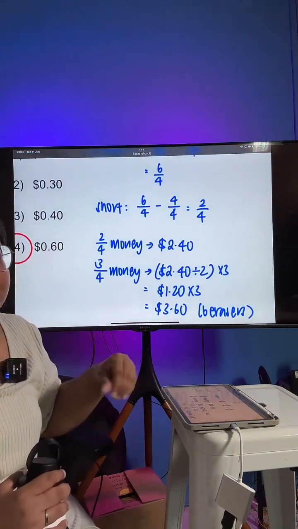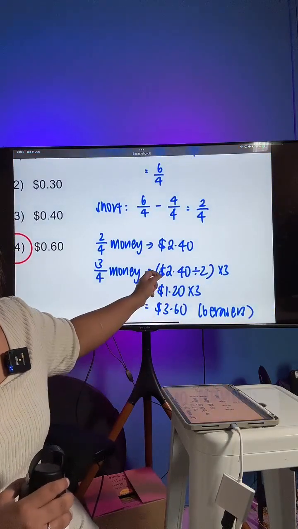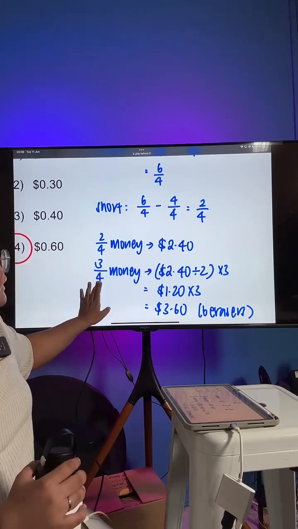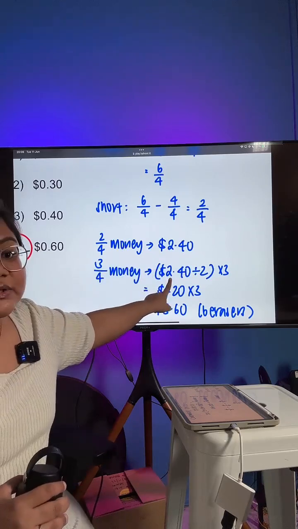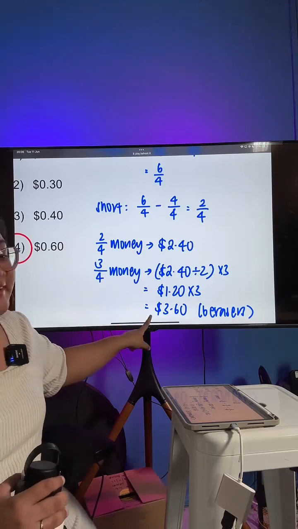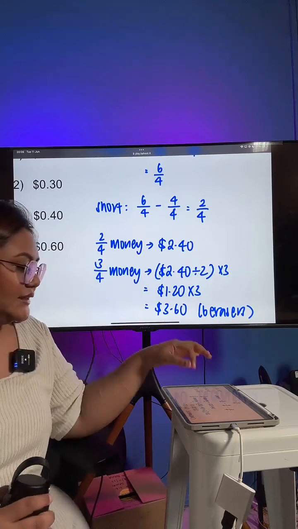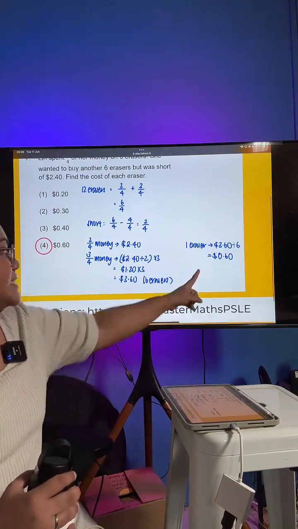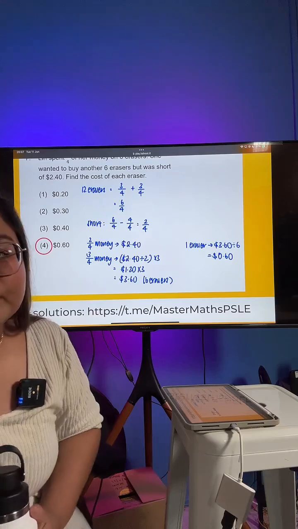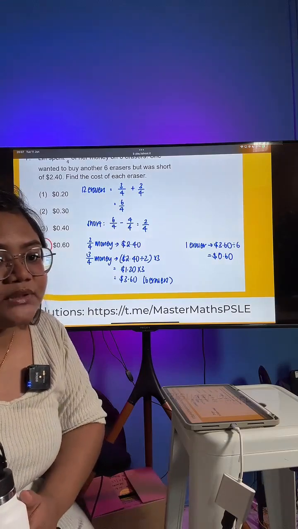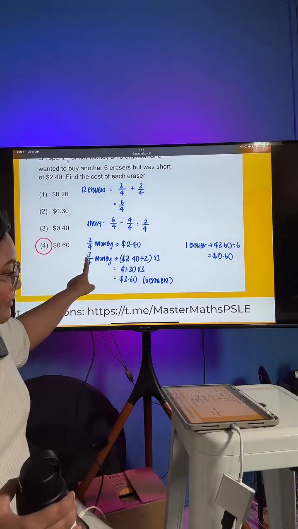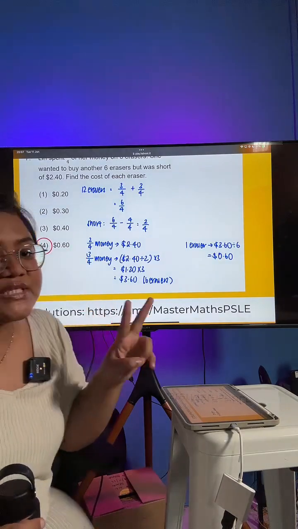And then divide that by the number of erasers, okay? So 2/4 here is 240. 3/4 will be 240 divided by 2. 1/4 is 120. And then we multiply that by 3 to give us 360. 360 is 3 erasers. So 1 eraser will be 60 cents. 360 divided by 6. Okay? Alright, friends? Okay. You can also find 6/4, $7.20, and then divide that by 12 instead.